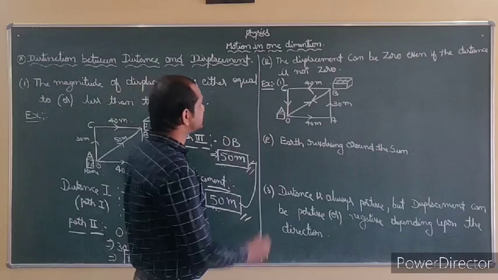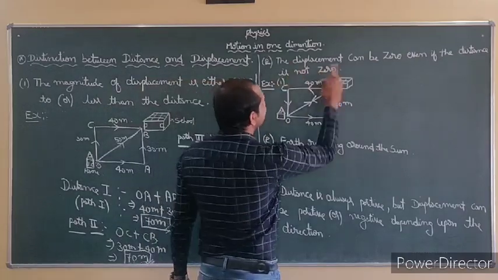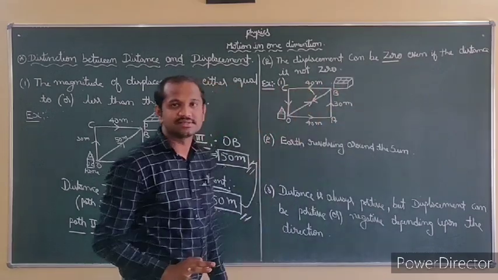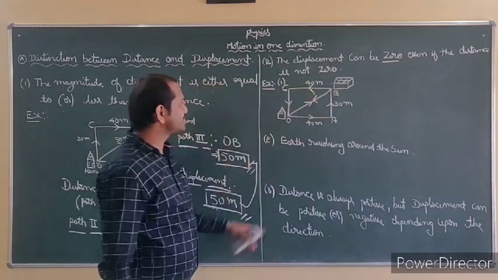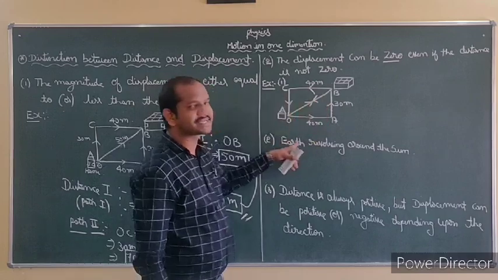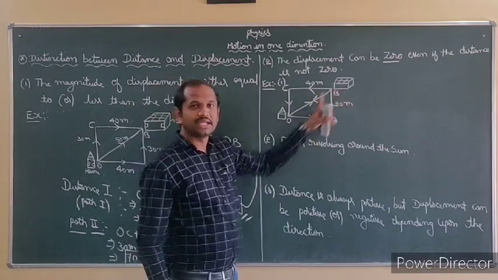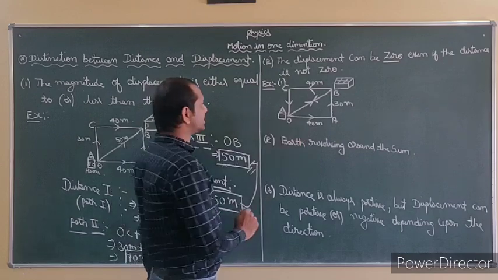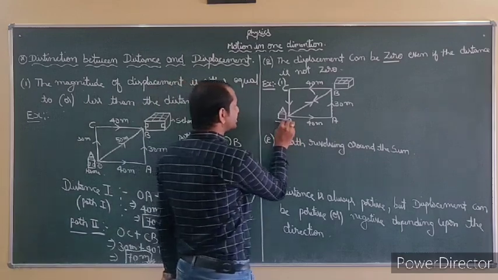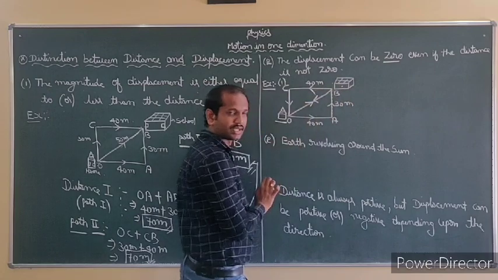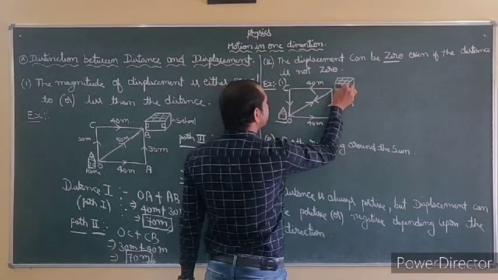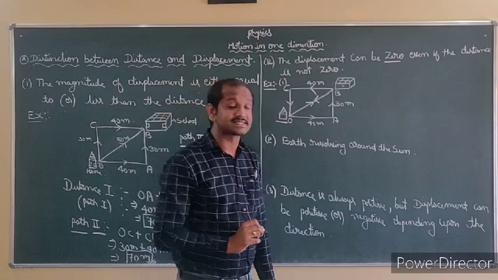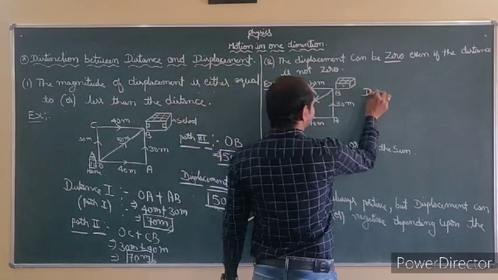So the second difference, a very important one: displacement can be zero even if the distance is not zero. Now to make you understand the concept, again I have taken the same example of home and school. First let us quickly find out what is the distance in this case. In this situation let us consider in the morning you have reached from home to school. Evening you are coming back from school to home. So what is your distance at this time?